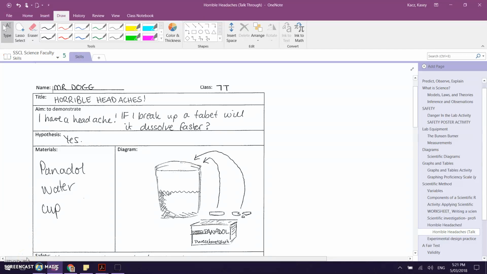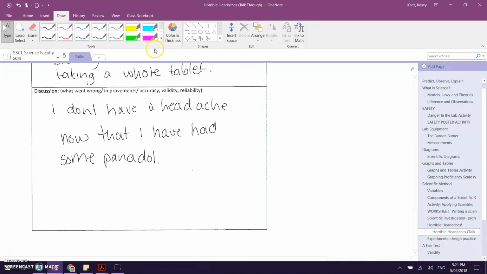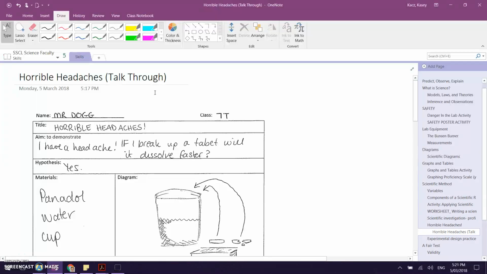Alright, we're going to make this terrible experimental write-up into an excellent experimental write-up. When you look through this horrible headaches experiment, I want you to realize all the things wrong with it. I'm going to go through each of the sections of the scientific report, tell you what is wrong with Mr. Dog's scientific report, and then tell you the things you need in order to fix it. Afterwards, you will be able to rewrite Mr. Dog's scientific report on horrible headaches and produce some quality work.